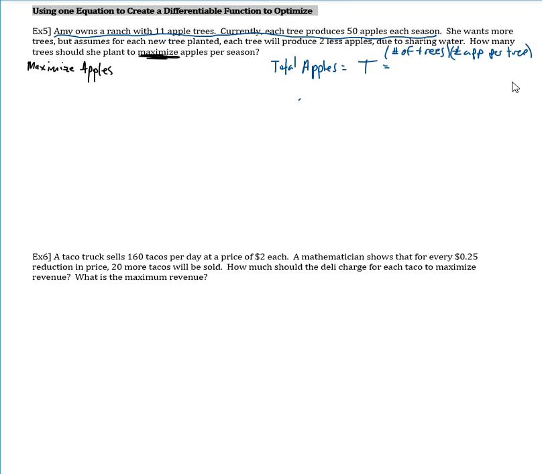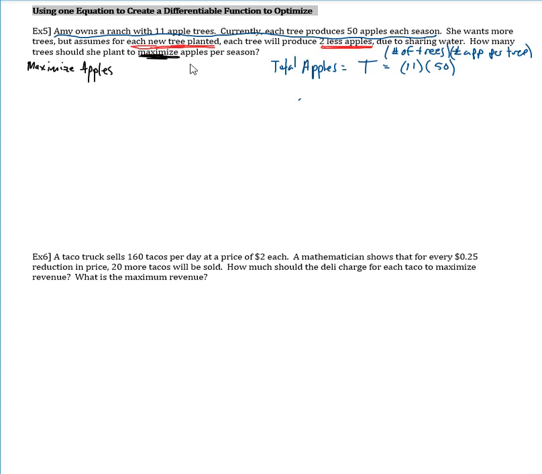So the number of trees is 11, times the number of apples per tree, which is 50. So currently her total is 11 times 50. But we want to use this to create another equation. It says she wants more trees, but assumes for each new tree planted, each tree will produce 2 less apples.